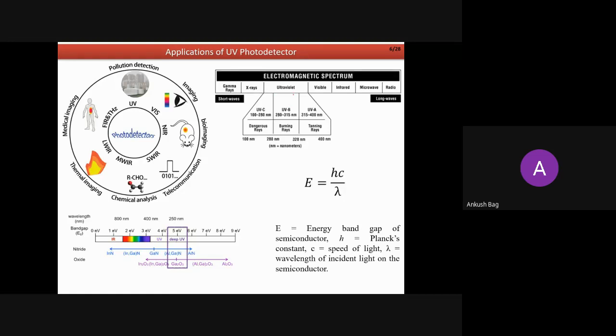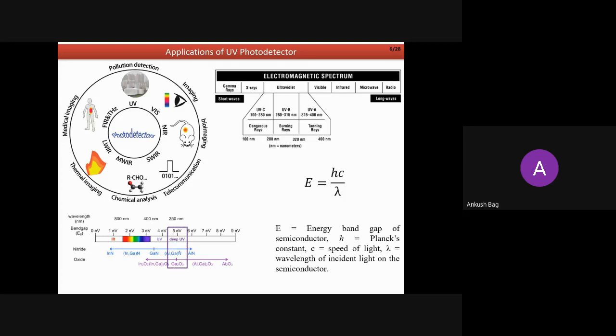Again, you can see this ultraviolet light is broadly classified into three categories, which are UVC, UVB, and UVA, depending on the range of wavelength. The research we are doing typically comes in the UVC range. Gallium oxide photodetectors work here, since gallium oxide has a band gap of 4.9 electron volt, and typically it has detection capacity at 254 nanometer. If we need a photodetector that senses UVC or some particular wavelength, that is decided by the band gap of the semiconductor.